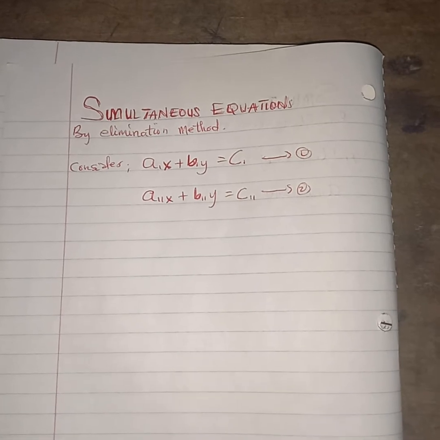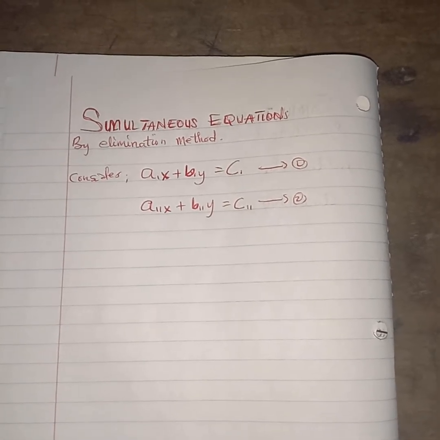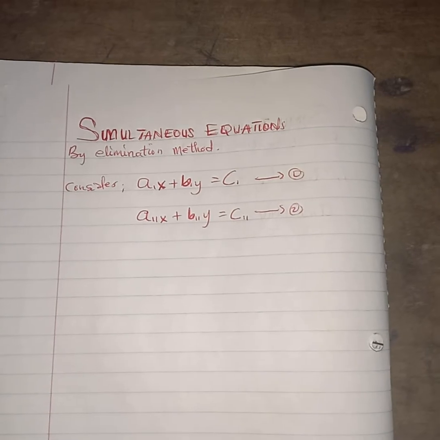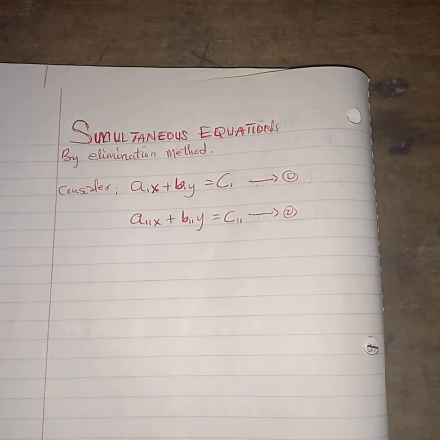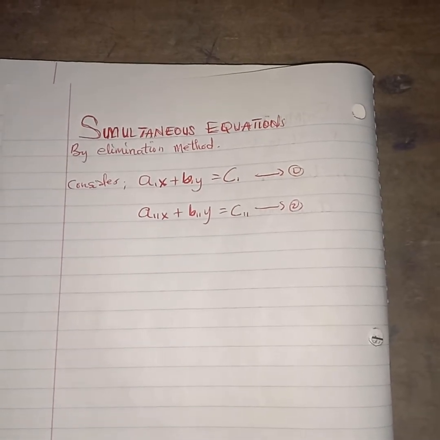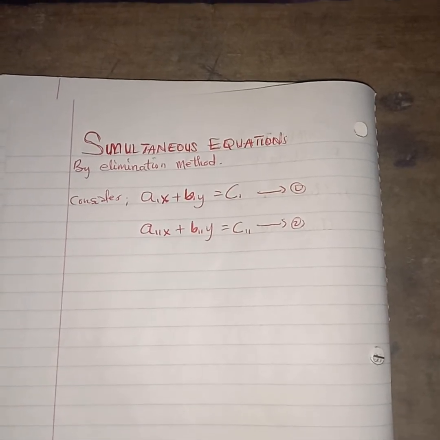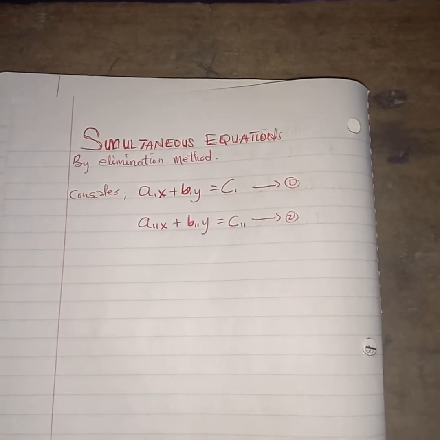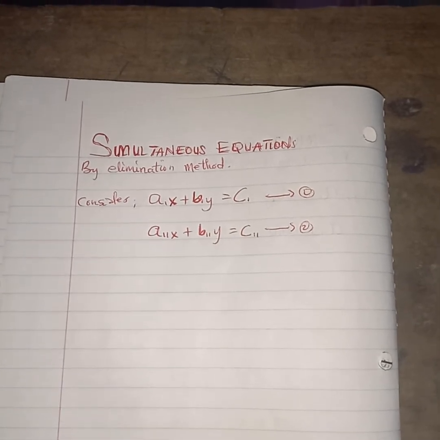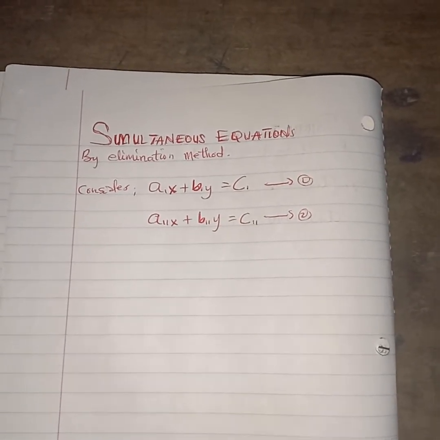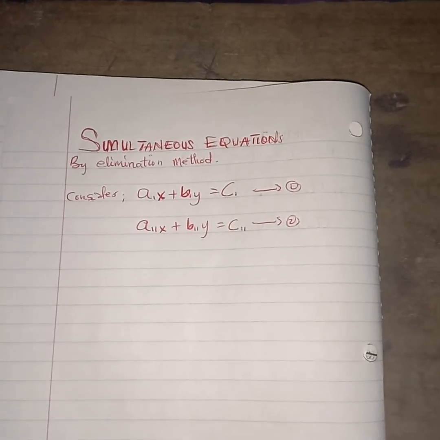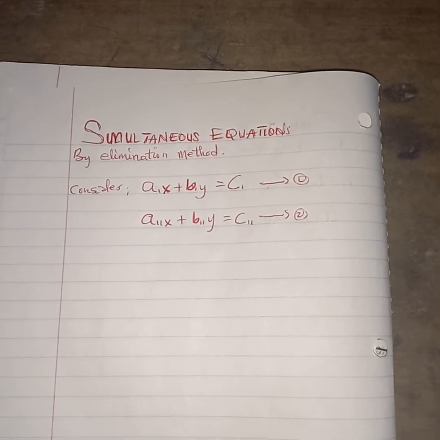Now let's consider a subscript 1 x plus b subscript 1 y is equal to c subscript 1. A subscript 1 is what? The coefficient of x. Likewise, b subscript 1 is the coefficient of y, and it is equal to c subscript 1. The same way, when you come to equation 2, we have a subscript 2 x plus b subscript 2 y is equal to c subscript 2.